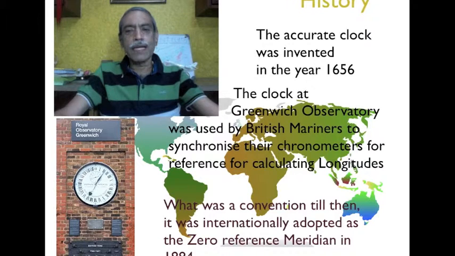What was till then a convention slowly became an international practice, and that became a standard reference from the year 1884 onwards. I've shown the picture of the clock which is kept in the Royal Observatory at Greenwich. So we will go through some more interesting facts.